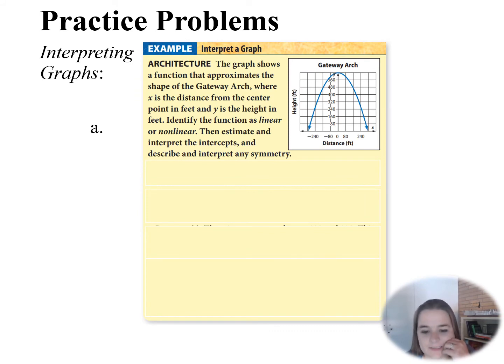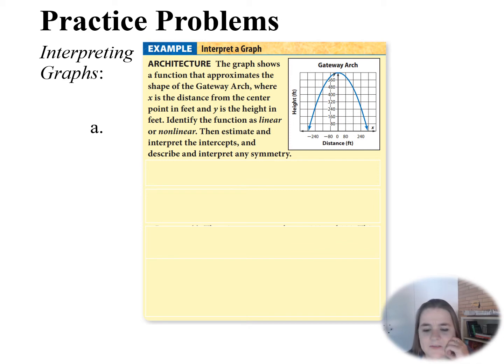The first one looks a lot like your homework, just different examples. The graph shows a function that approximates the shape of the Gateway Arch, where x is the distance from the center point in feet and y is the height in feet. Identify the function as linear or nonlinear, then estimate and interpret the intercepts, and describe and interpret any symmetry.